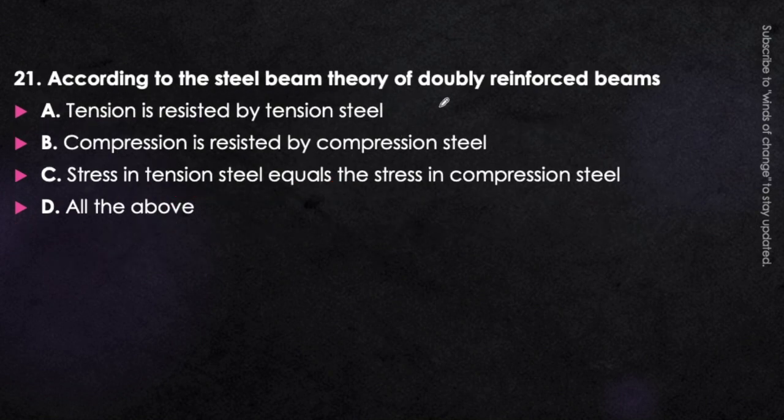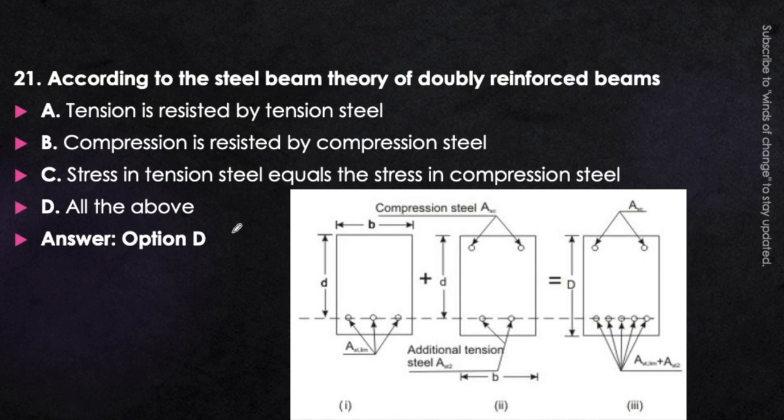Next question. According to the steel beam theory of a doubly reinforced beam, tension is resisted by tension steel, compression is resisted by compression steel, stress in tensile steel equals the stress in compression steel, or all of the above. Just think about it. The answer will be option D, that is all of the above. Here, the basic funda is that tension is resisted by the tension steel as well as compression is resisted by compression steel, and the stress in the tension steel equals the stress in compression steel, which is the case for a doubly reinforced beam. You can watch it here. Compression steel is represented by ASC and tension steel by AST, and the stresses developed by these two have to be equal to each other. This is the lever arm.